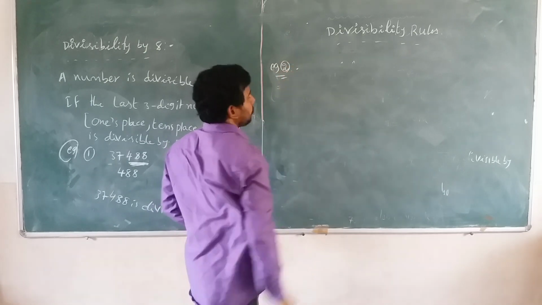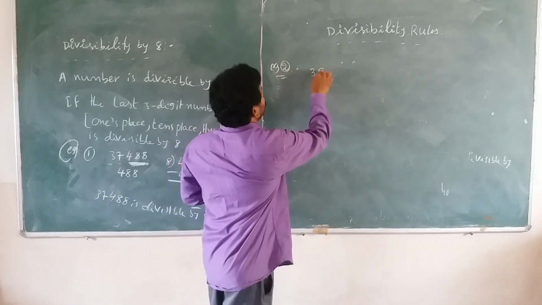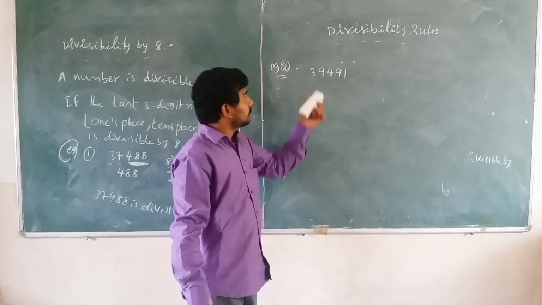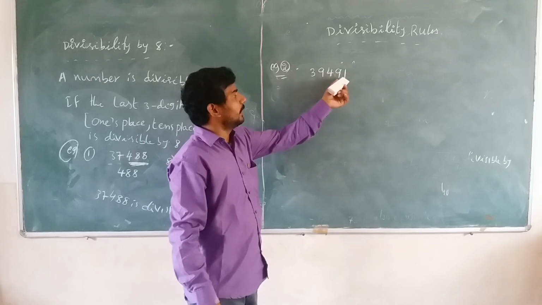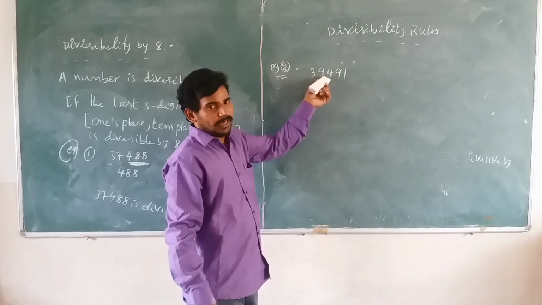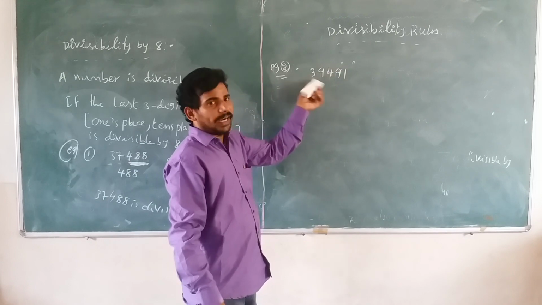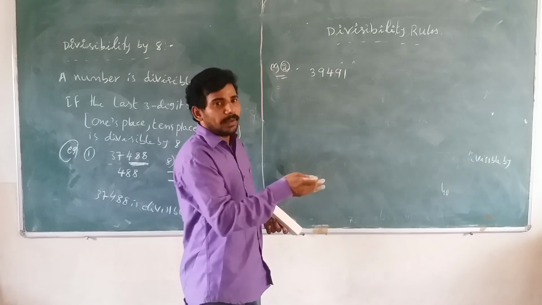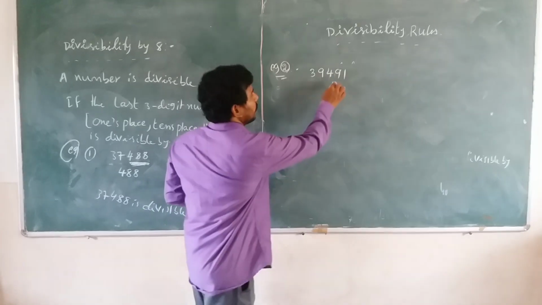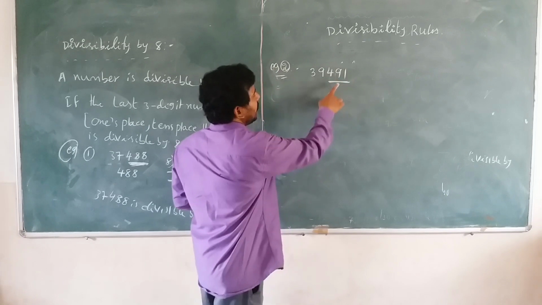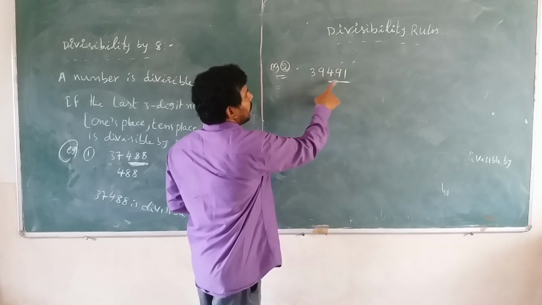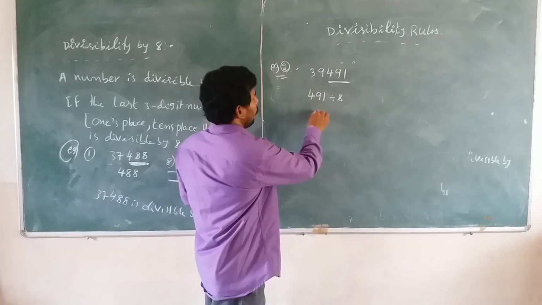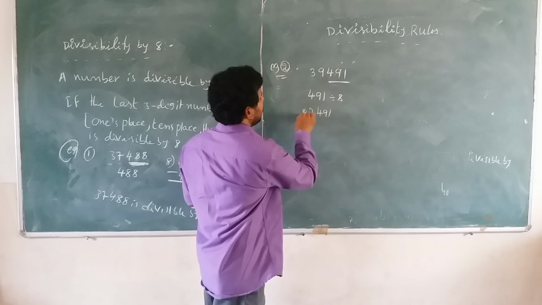Now example 2. 39,491. This number is also a 5-digit number: 1, 2, 3, 4, 5. So what about divisibility by 8? You take the last 3-digit number of the given number. What is the last 3-digit number? 491 divided by 8.